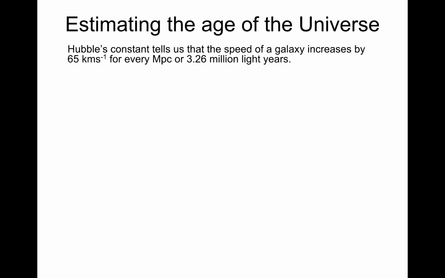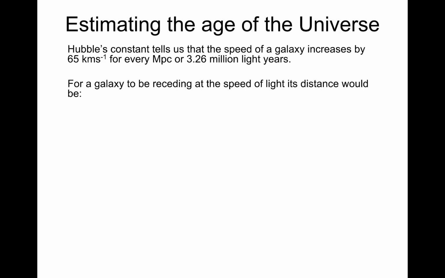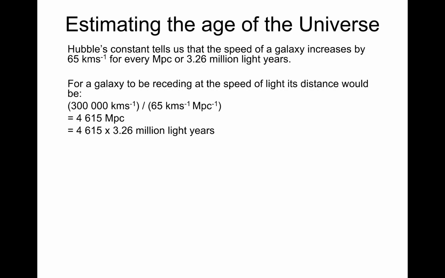So Hubble's constant tells us that the speed of a galaxy increases by 65 kilometers per second for every megaparsec, or 3.26 million light years. So for a galaxy to be receding at the speed of light, its distance would be 300,000 kilometers per second divided by Hubble's constant, which gives 4,615 megaparsecs. Times that by light years, and we'd have 15 billion light years.